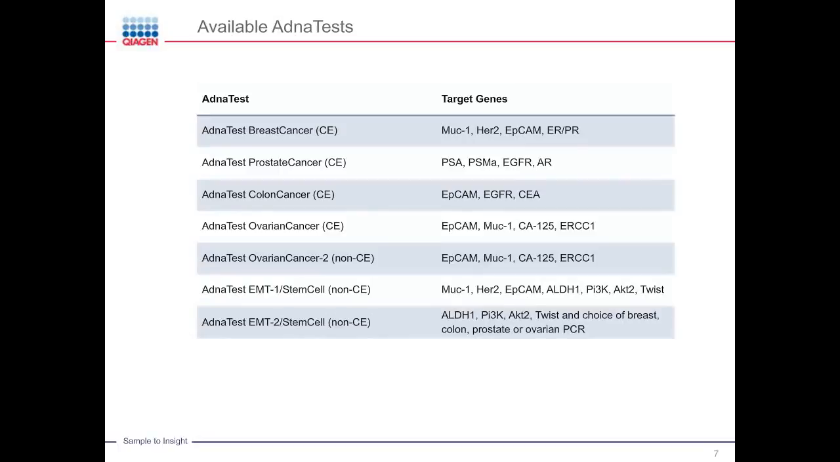Okay, that is the tests available so far, and as you can see, we developed tests for breast, prostate, colorectal, and ovarian cancer. But also, since we knew about this EMT and stem cell issue, this phenotype change of the cells, we especially also developed kit systems to address these kinds of cells, and we got very interesting results out of that. And this is the AdnaTest EMT1 and EMT2 and stem cell. And you see the target genes, which means the RNA genes that we are analyzing here, on the right hand in this table here.